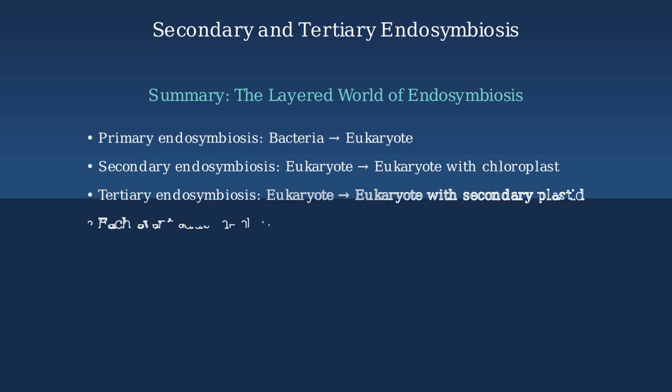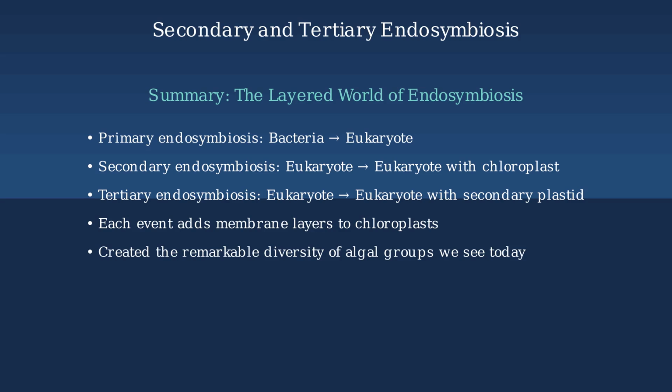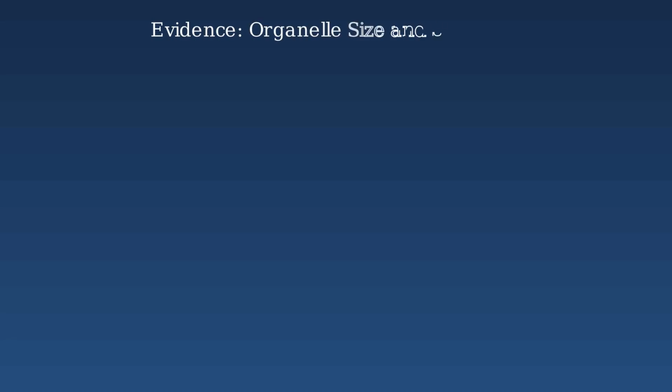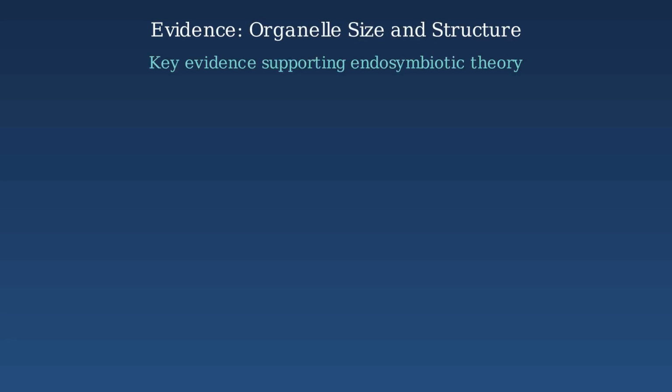These layered endosymbiotic events help explain the incredible diversity of plastid structures found across different algal groups. Each layer of engulfment added new membrane layers and genetic combinations. By understanding the complex history of secondary and tertiary endosymbiosis, we gain insight into how eukaryotic cells became increasingly complex throughout evolutionary history. The size and structure of organelles provide compelling evidence for the endosymbiotic theory.